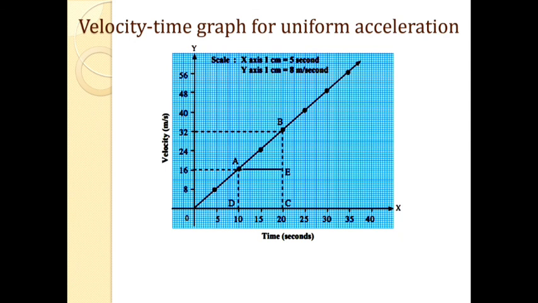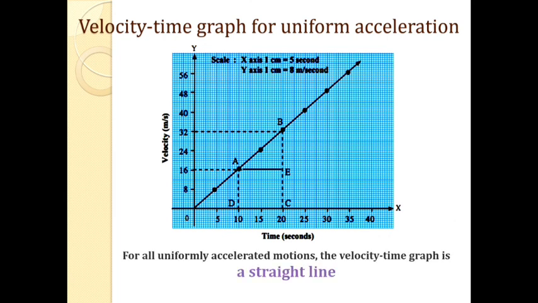Now we'll see the velocity time graph for uniform acceleration. If the velocity change is equal, then the motion is said to be uniform acceleration. In such cases, the acceleration produced is also uniform. And if the acceleration is uniform and the velocity time graph is plotted, the velocity time graph is also a straight line.